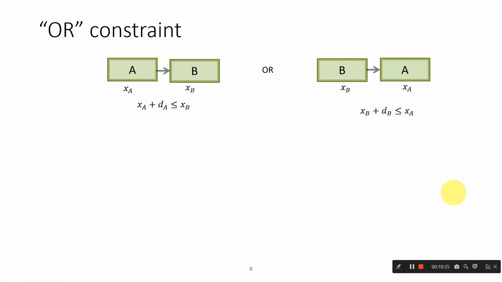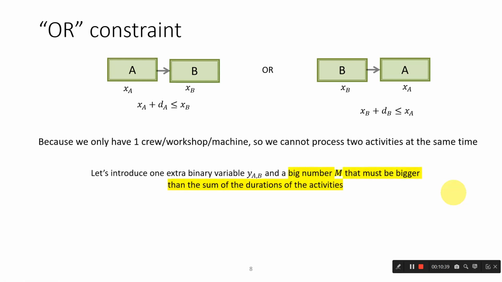Well, thanks to our binary variables and an additional trick, a big number that we're going to call big M, we're going to be able to accomplish this OR condition. Now, big number M, how big should it be? Well, it should be at least bigger than the sum of all of the durations of the activities in this problem. Okay, at least it has to be bigger than that.